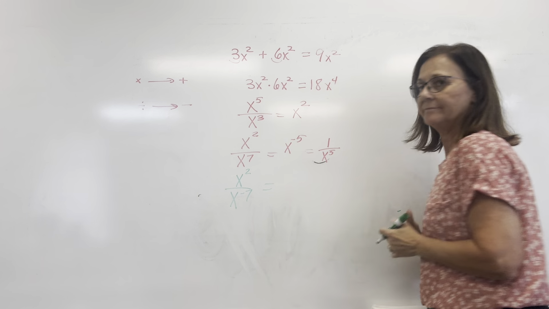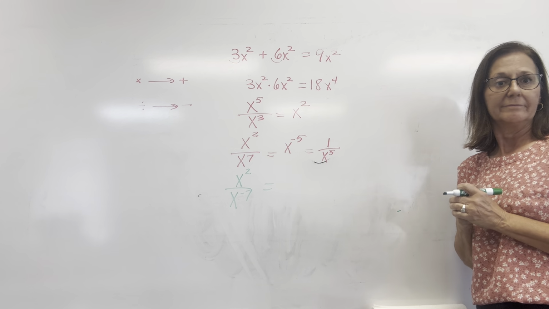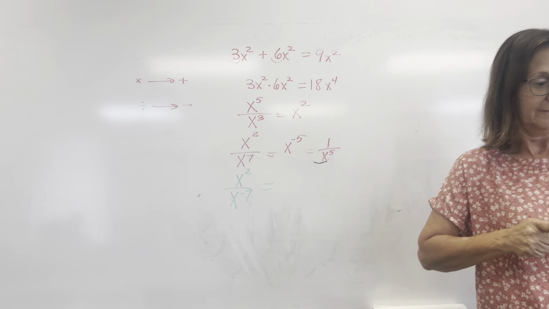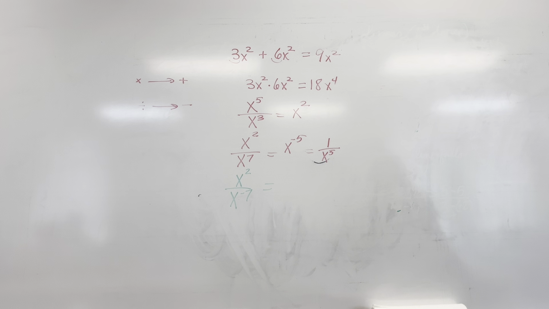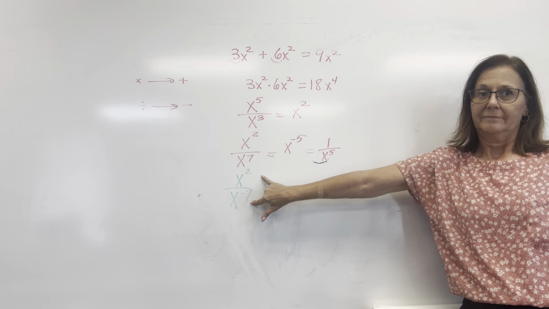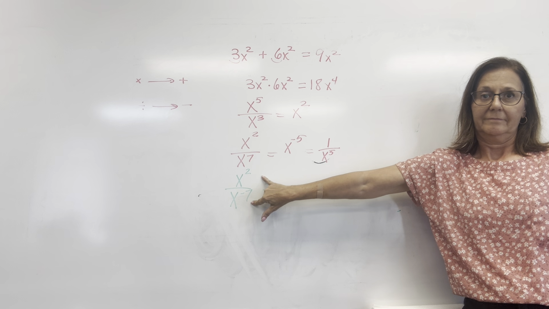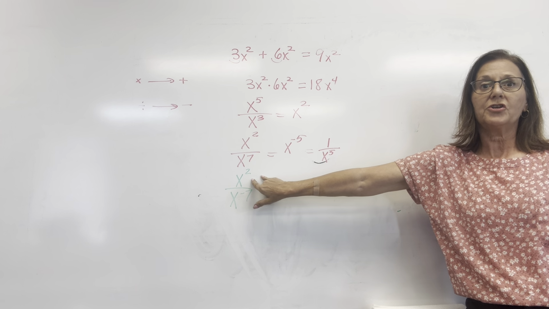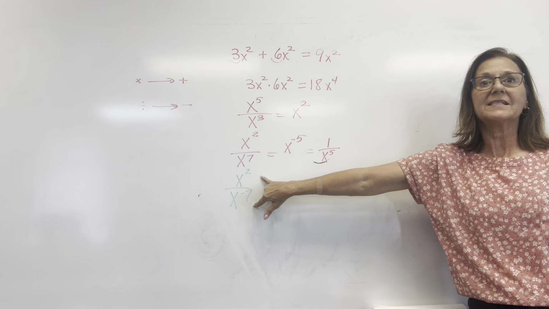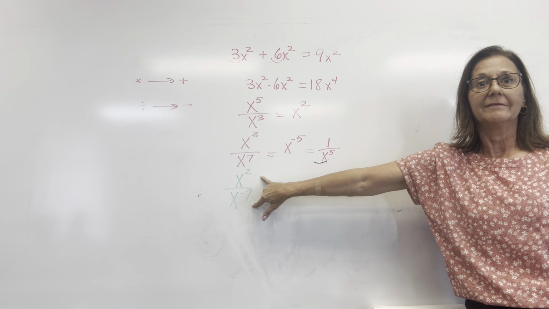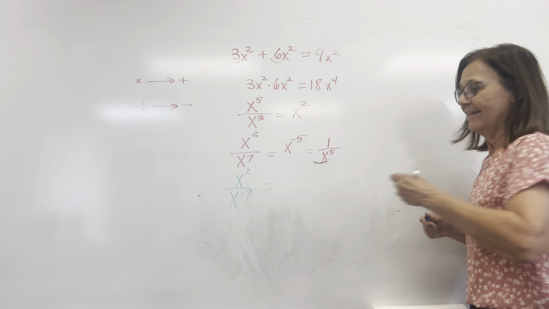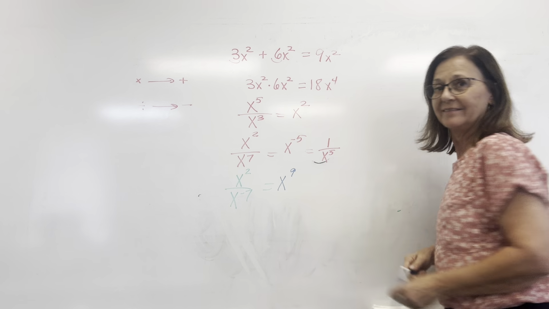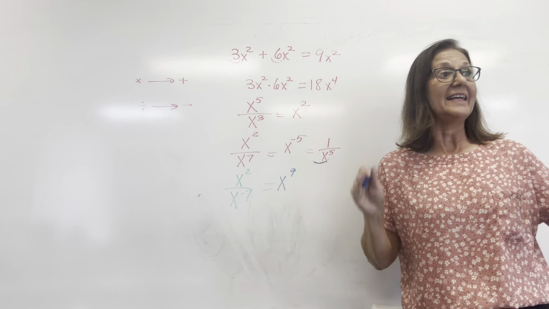Okay, what is that? What is this, ladies and gentlemen? X to negative 9. It's 2 minus negative 7. So it's x to the 9th. All right, division is subtraction.